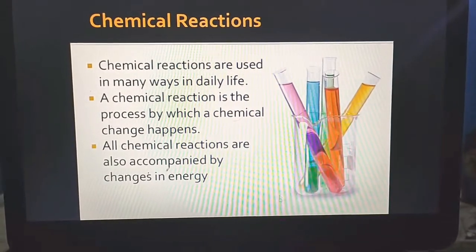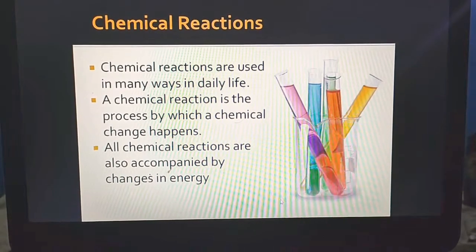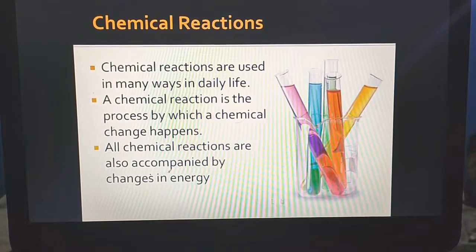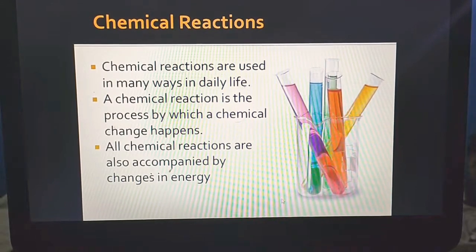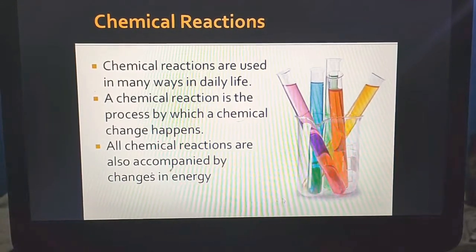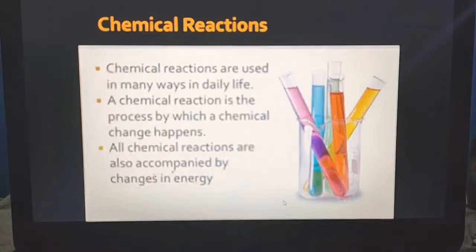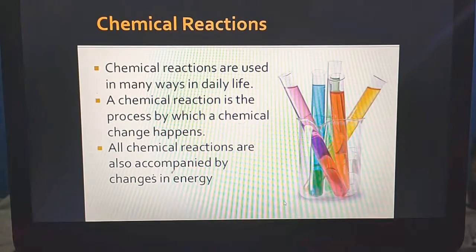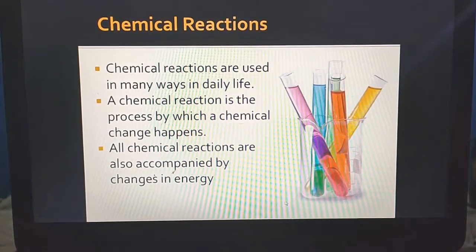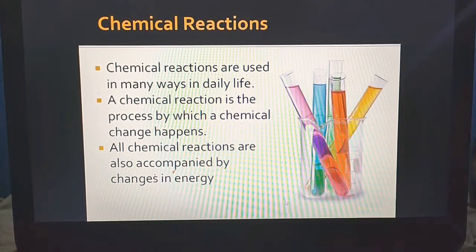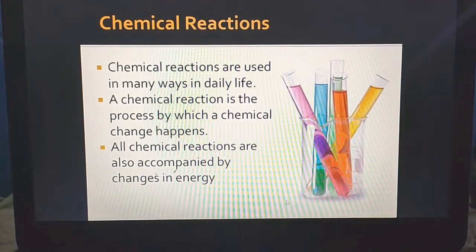What is a chemical reaction? A chemical reaction is a process in which one or more substances, that is the reactants, are converted to one or more different substances, that is the products. Substances are either chemical elements or compounds. A chemical reaction basically rearranges the constituent atoms of the reactants to create different substances as products.